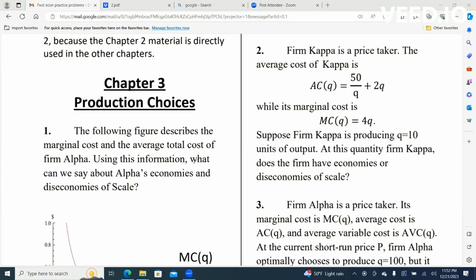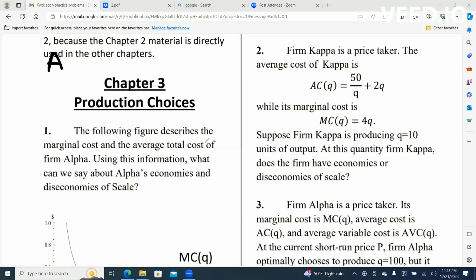Okay, so firm kappa is a price taker. The average cost of kappa is going to be that function, so average cost is that, while its marginal cost is going to be this. Suppose firm kappa is producing Q equals 10 units of output. At this quantity, does the firm have economies or diseconomies of scale? With these, we can literally just go ahead and plug in.